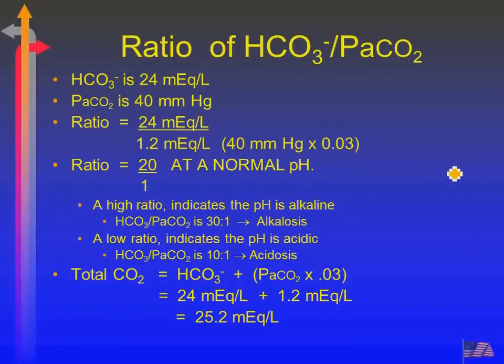The ratio shows if I convert that 40 millimeters of mercury into milliequivalents by multiplying by 0.03, you can see that at a normal pH you have a 20-to-1 ratio. When that ratio becomes greater than 20-to-1, say 30-to-1, I have an alkalosis present. When the ratio gets less, I have an acidosis present.